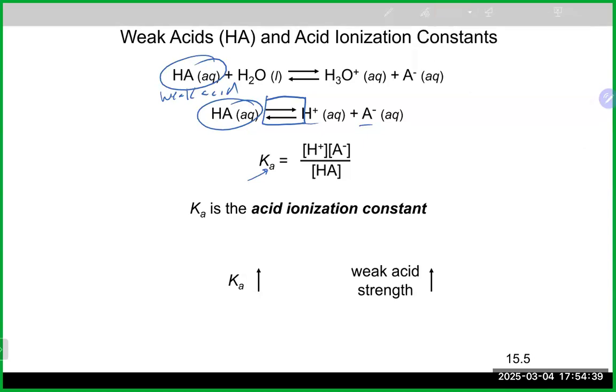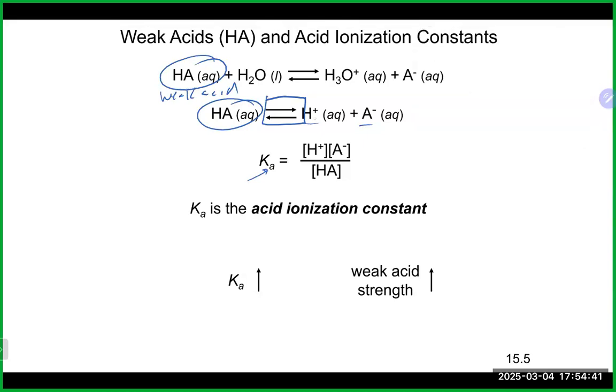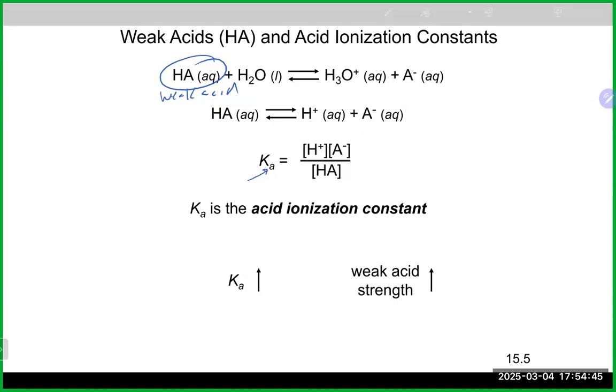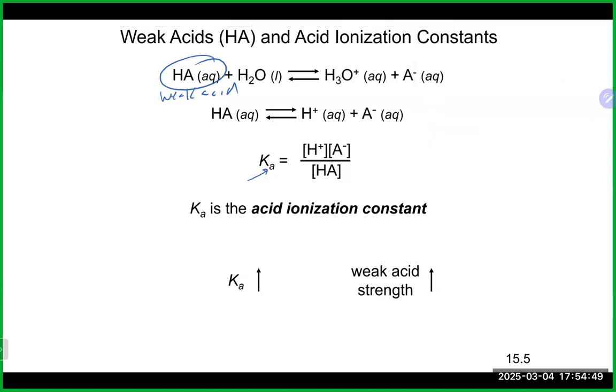If I have a large K value, that means when I reach equilibrium, what do I mainly have? Reactants or products? I mainly have products, right? So if we have a larger Ka value, that means when we reach equilibrium, we mainly have products. And because we mainly have products, we have a lot more free H plus floating around. And that's pretty much your definition of an acid, right? The ability to produce H plus in solution.